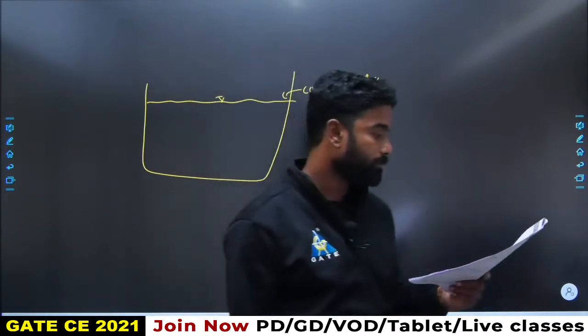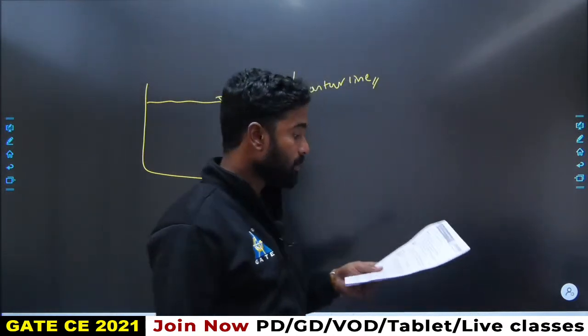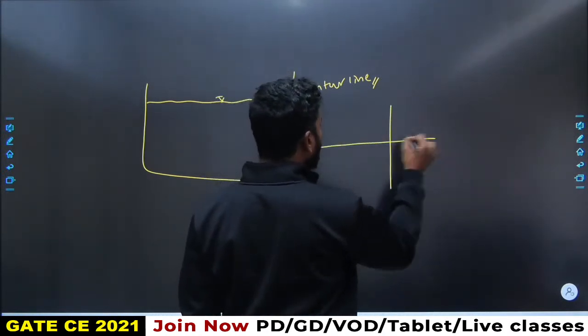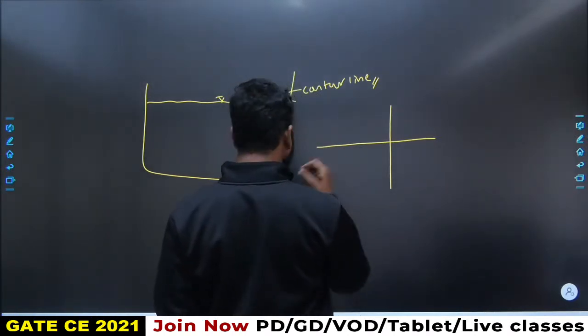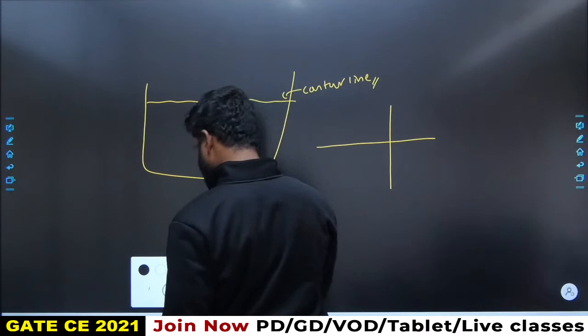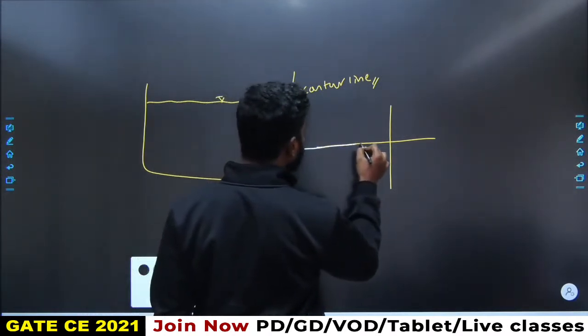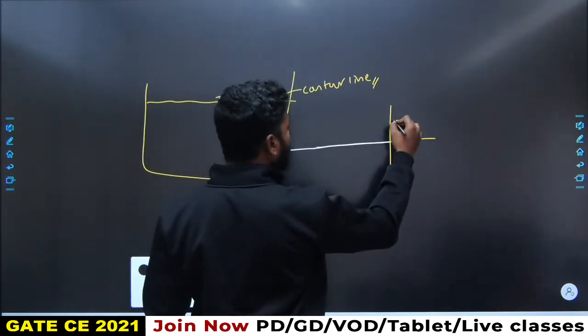So that is true. Next, if WCB of a line is 270 degrees, its reduced bearing, the WCB of the line is 270 degrees. 270 degrees means it is exactly 270 degrees. What is the reduced bearing of the line?